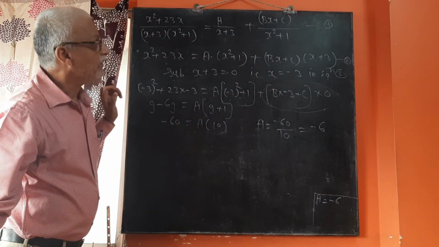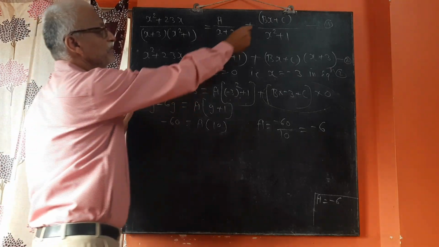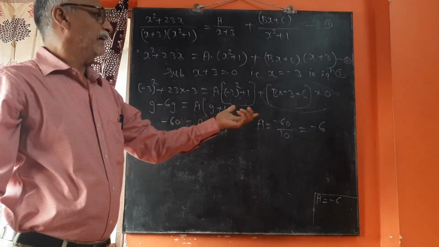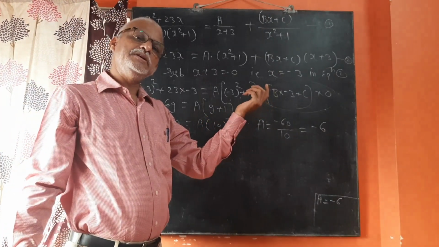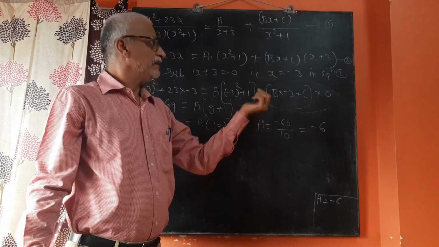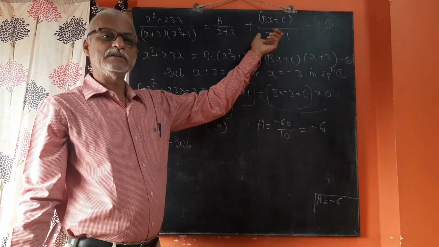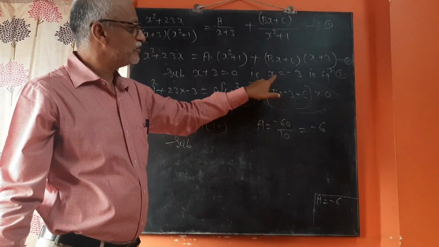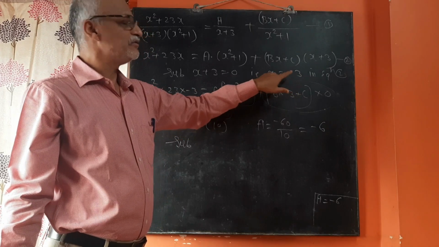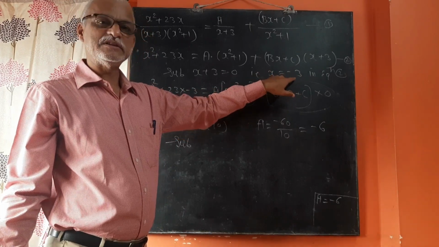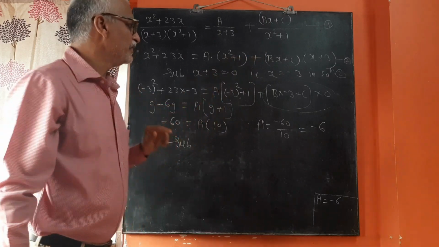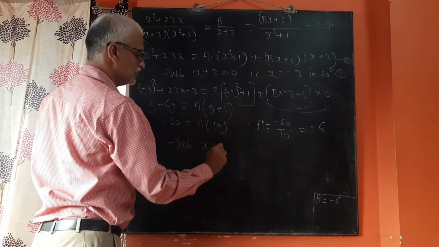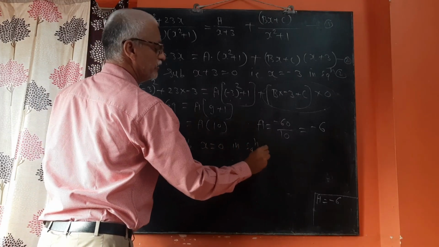Then the second value, that means b. As I told in the previous period, for the second substitution in the third type, we substitute any value other than the previous value. What did we substitute previously? x equals minus 3. So instead of x equals minus 3, you have to substitute any value of x. Let us say x equals 0. Substitute x equals 0 in equation 2.